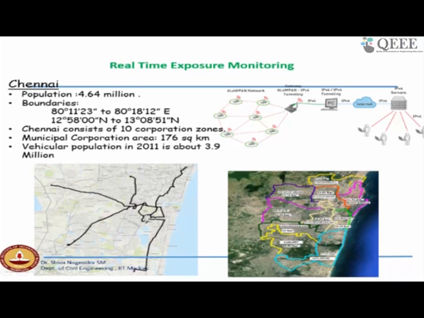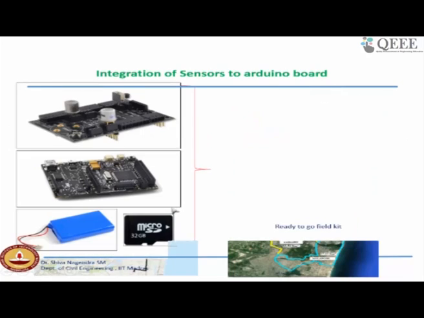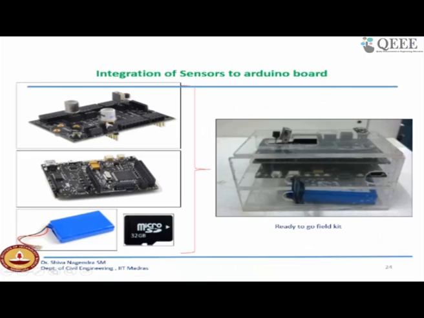So this picture shows one such exercise where we have installed low cost sensors on a bus which moved through different directions to capture the air quality. This indicates a small portable low cost sensor which uses an Arduino board and different sensors which we have integrated. It works with a battery, and there is a small flow arrangement, and it captures carbon dioxide, carbon monoxide, temperature, humidity, ozone, oxides of nitrogen and particulate matter concentrations.